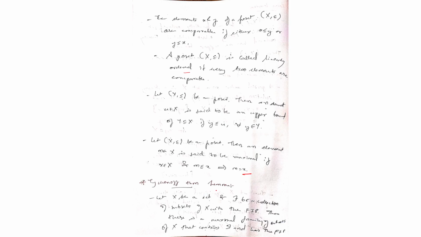So for proving Tikhonov theorem, after this, there is one lemma. So what is that? Let X be a set and F be a collection of subsets of X with the FIP. Then there is a maximal family of subsets of X that contains F and has the FIP. Okay. So this lemma is used to prove the Tikhonov theorem. Fine.